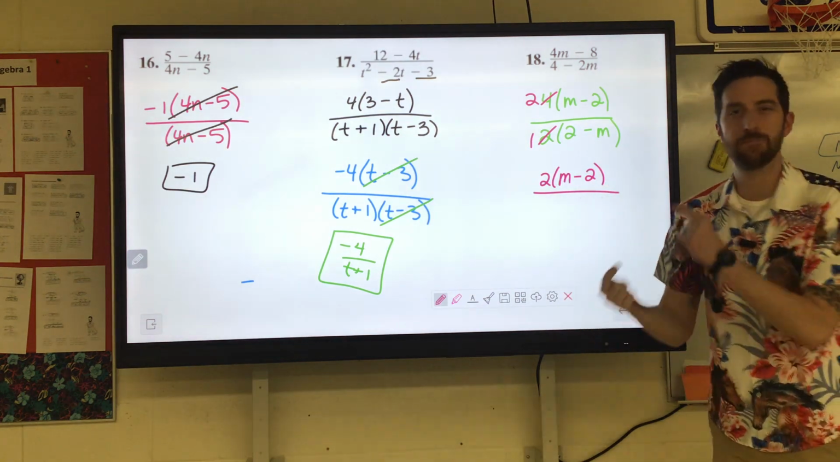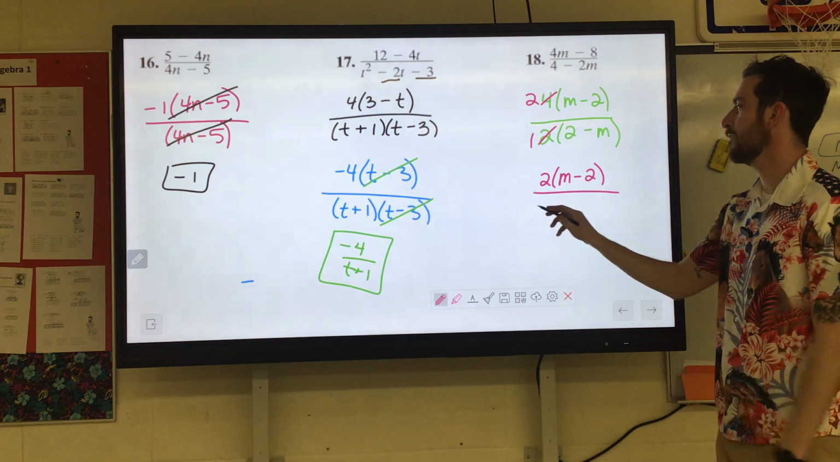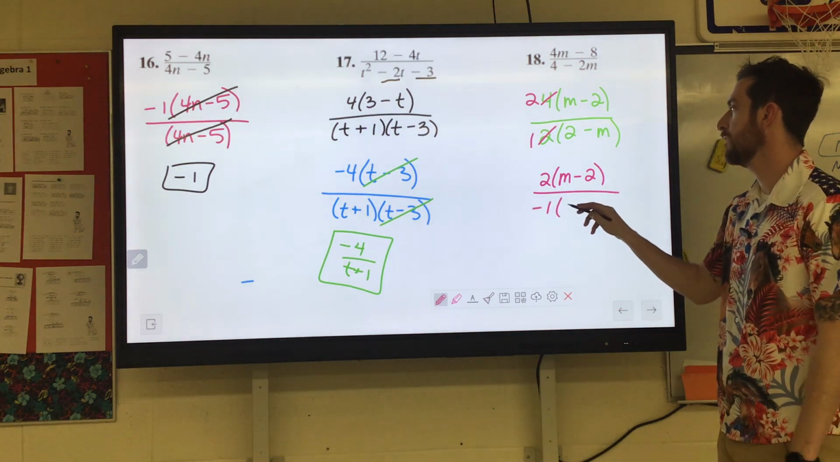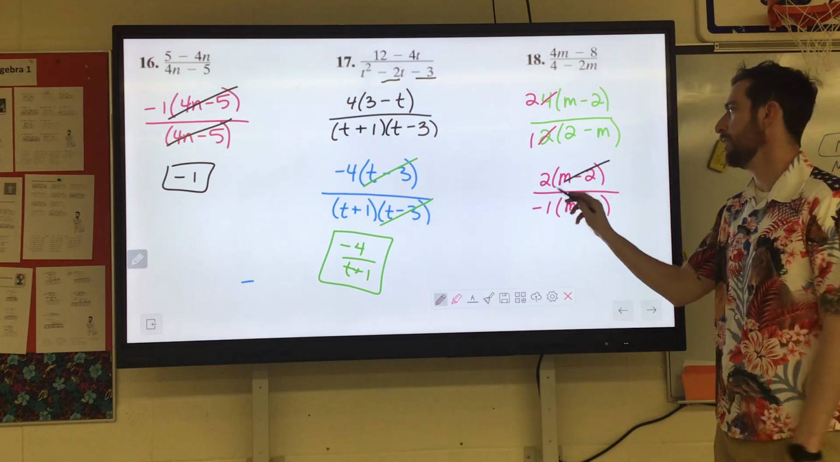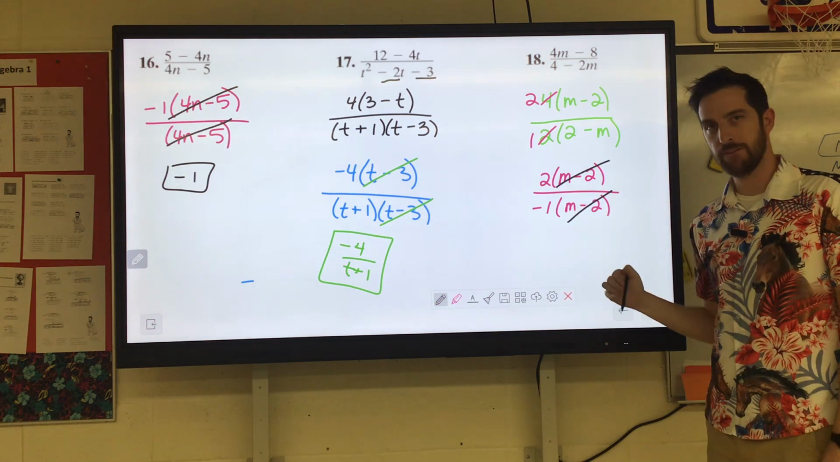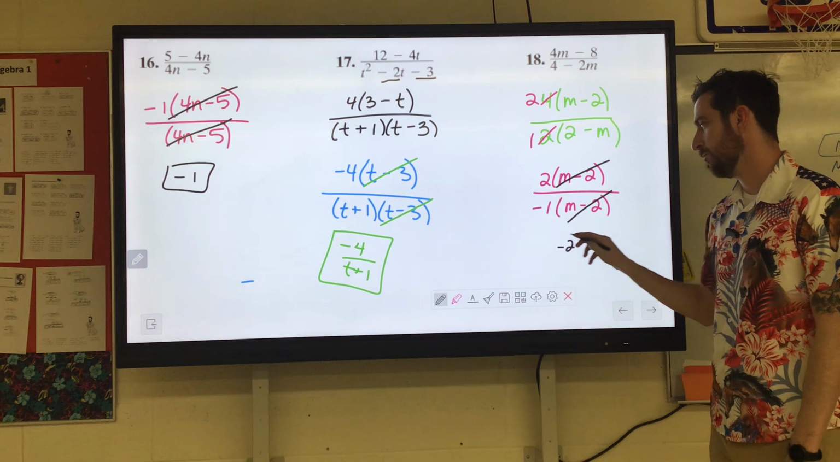We're going to have to flip the 2 minus m. So we're going to factor out a negative sign. So we'll have negative 1, and then we're able to flip it. Now we can cancel out the m minus 2's. All I have left is 2 divided by negative 1, which is negative 2.